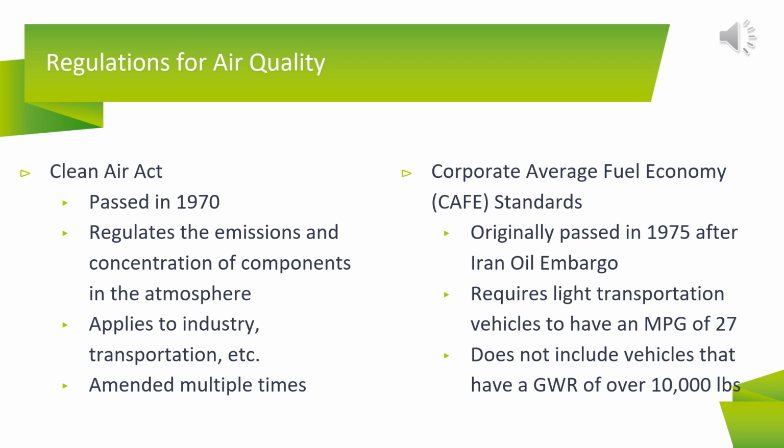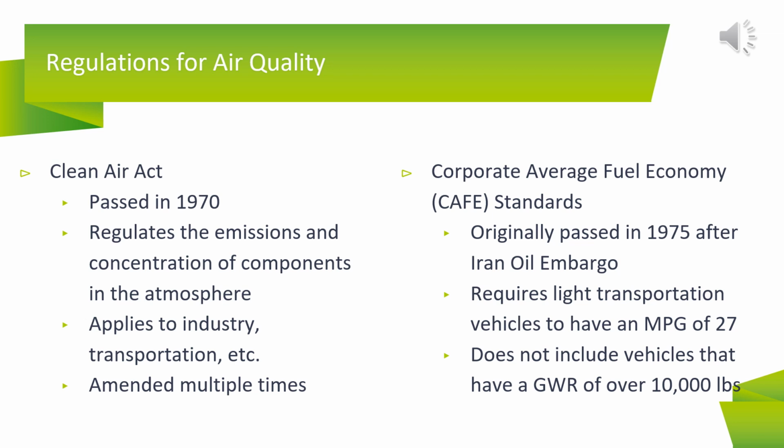What are the regulations for air quality? The first and most common is the Clean Air Act, which was originally passed in 1970 and has been amended multiple times. The Clean Air Act regulates the emissions and concentrations of components in the atmosphere, applying specifically to industry and transportation.